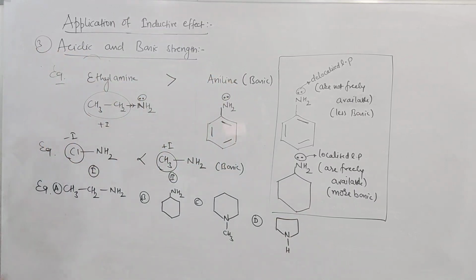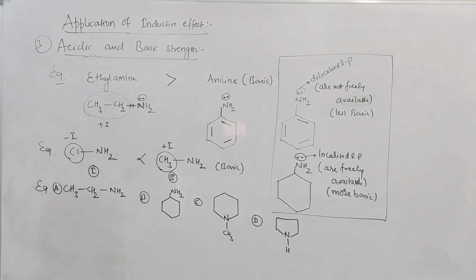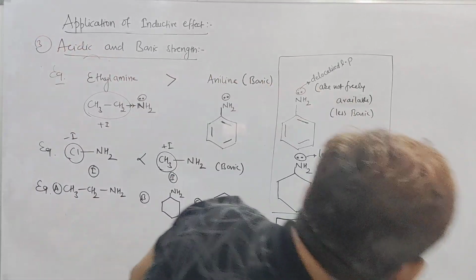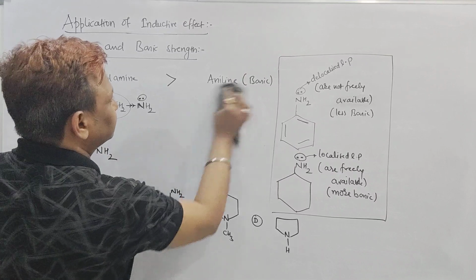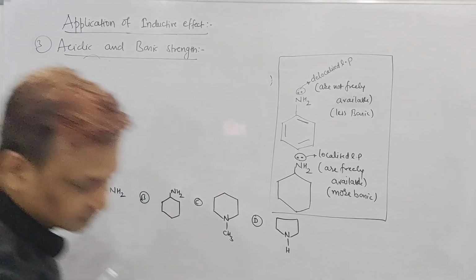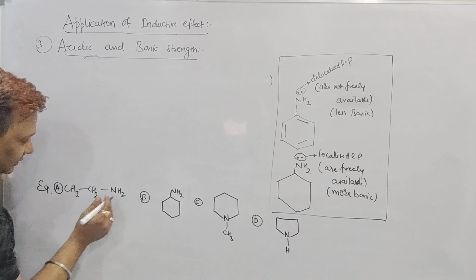This is option D. Can you decide among these A, B, C, D, which is more basic in nature? But among these four options, which is more basic, which is less basic, how to decide? I will tell you. One second.